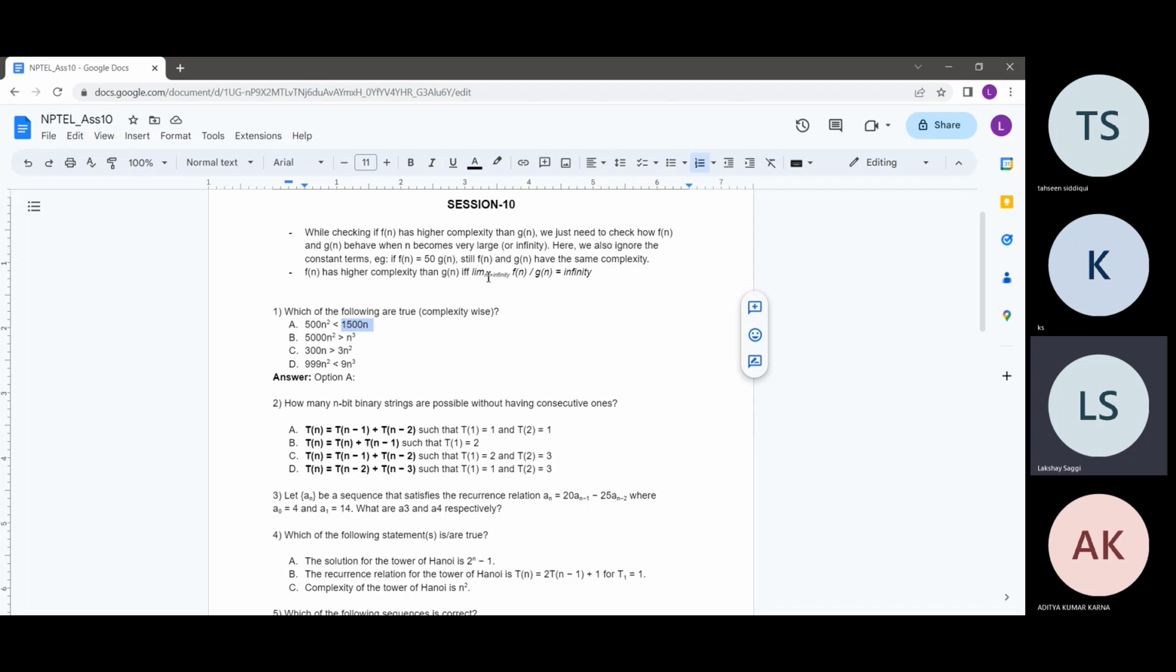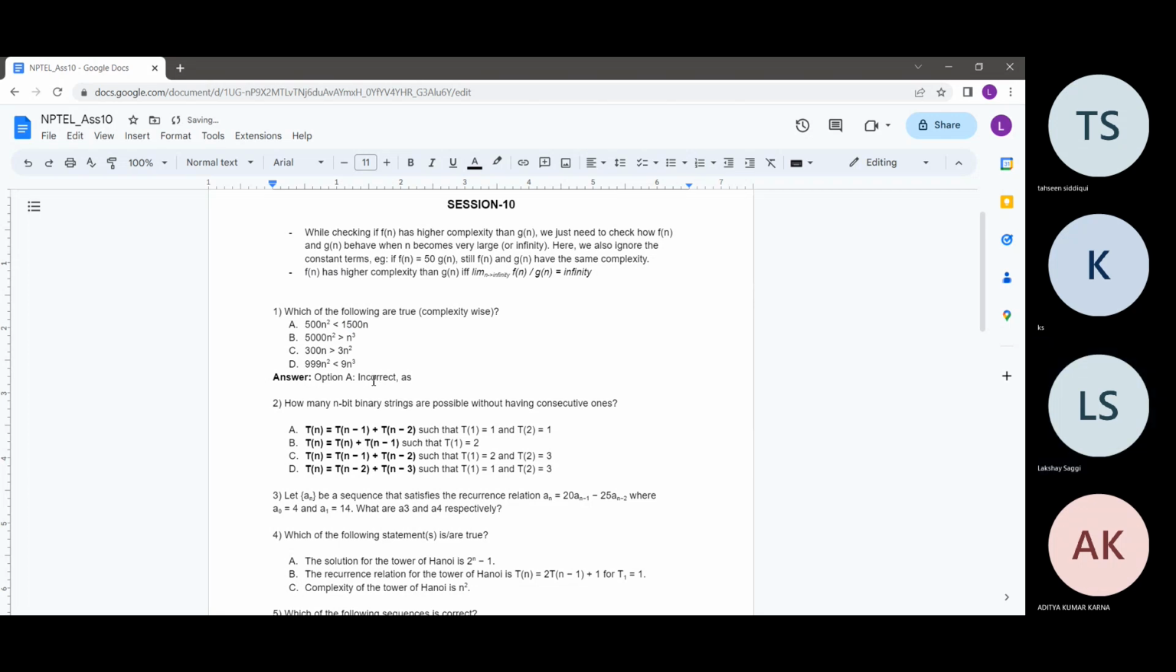And when n tends to infinity, this n by 3 will also tend to infinity. So we can say that 500n square will have higher complexity than 1500n, in fact. I hope my argument was clear to everyone. I just took the limit of f(n) by g(n). So 500n square by 1500n, when the limit n tends to infinity, will come out to n by 3, and when n tends to infinity, it will go to infinity. So we'll say that the numerator f(n) has higher complexity than g(n). So option A is incorrect.